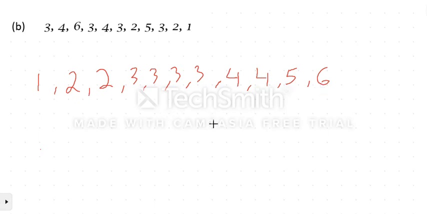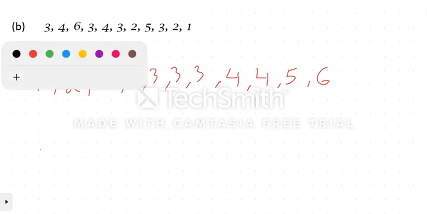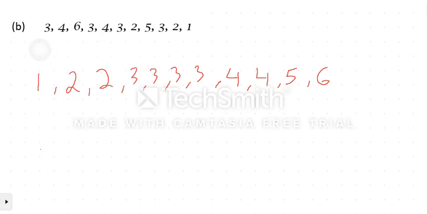Now let me write the position number. It is first position, second position, third, fourth, fifth, sixth, seventh position, 8th, 9th, 10th and 11th. These are 11 numbers. So these numbers are 11 in total. Now we have to find which number is exactly in the middle of this data.